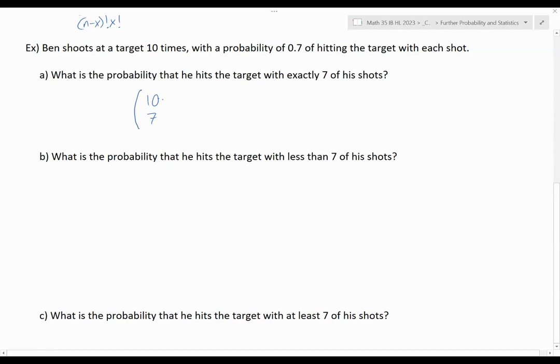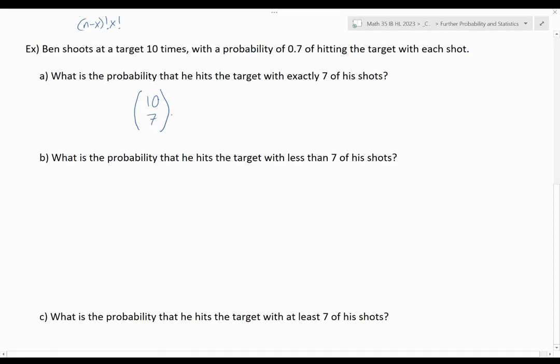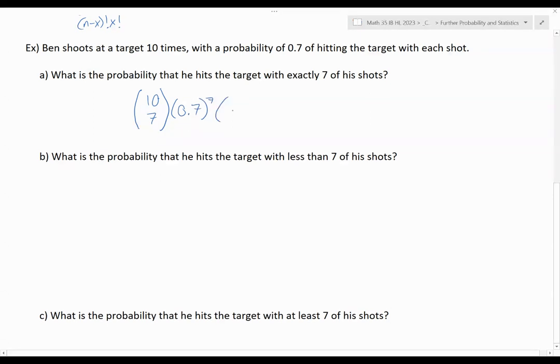It would be 10C7, for the number of ways those shots could be ordered. Is it hit, miss, miss, hit, hit, hit, miss, etc. Times 0.7 to the power of 7 times 0.3, the probability that he would miss, to the power of 3.